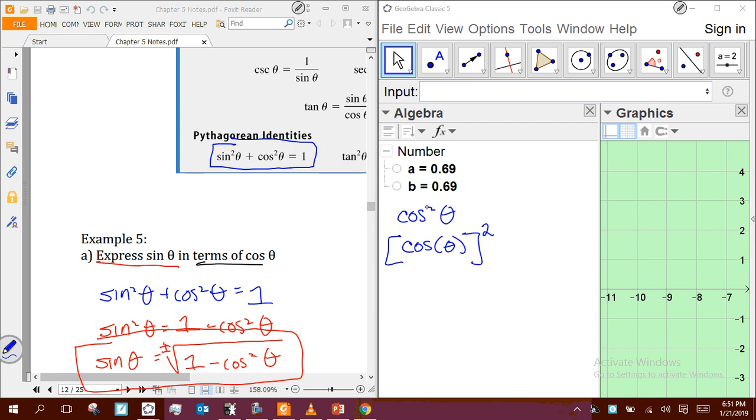The reason for this is so that we don't write something like this. If I write it that way, people think that the theta is what is getting squared, where it's actually the cosine of theta that needs to be squared. So to eliminate that ambiguity, if we want to say this, then we usually write the power of 2 right there before the argument.